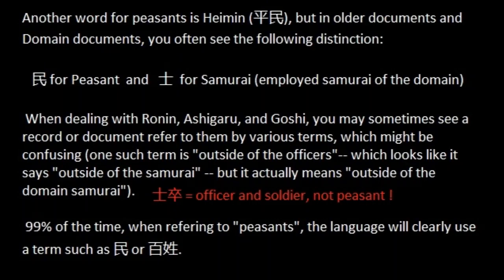So I need to be very clear. We're talking about non-military peasants and samurai, and by samurai we're also referring to ronin, ashigaru, goshi, etc. The red kanji for officer and soldier is technically included within the kanji for samurai. Does that make sense? What we're really talking about is peasants, like construction workers, artists, merchants, farmers, and the samurai, which contains officers and soldiers, ronin, ashigaru, goshi, etc. So 99% of the time when we're talking about peasants, the language clearly uses terms like hyakusho or min, that single kanji for peasant.